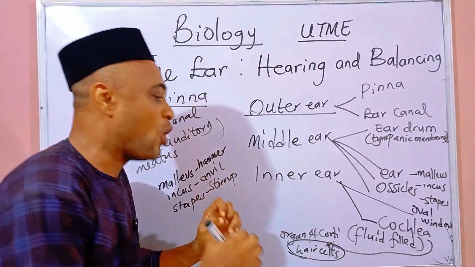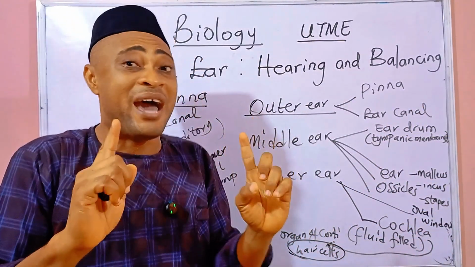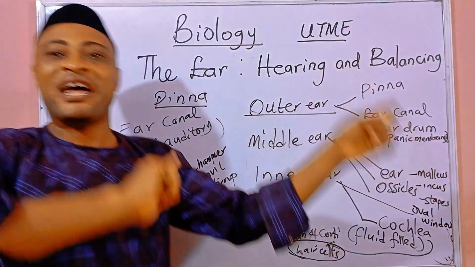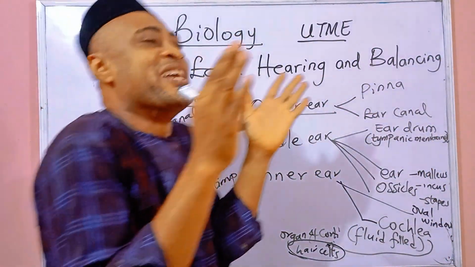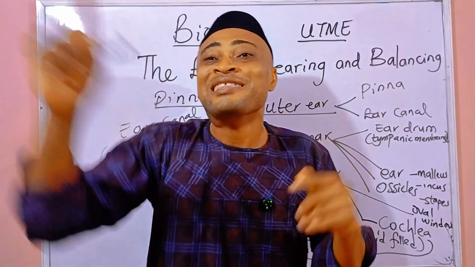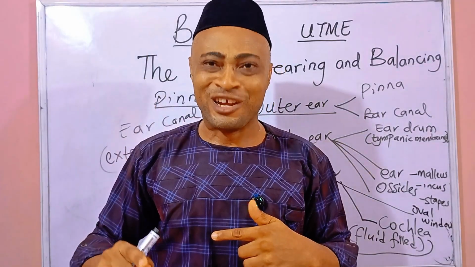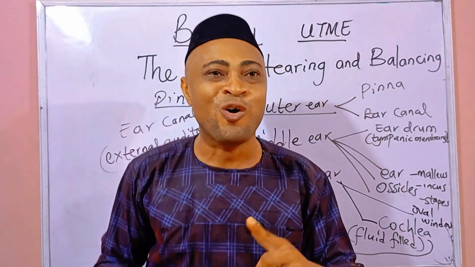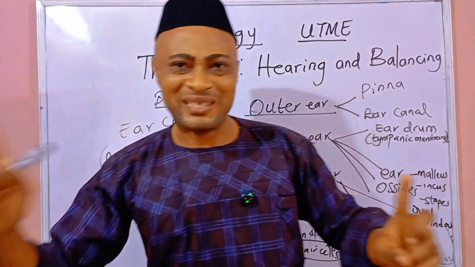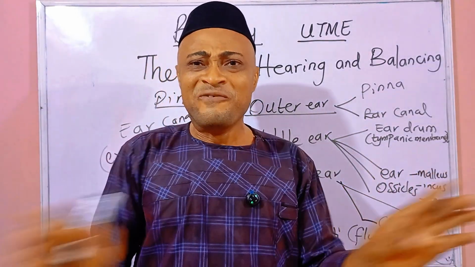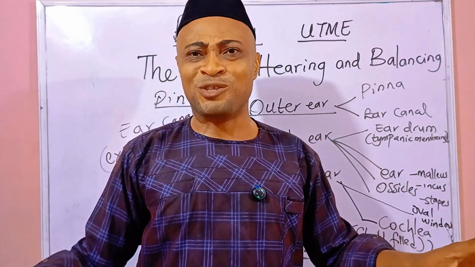So what happens is what? That electrical sound, remember, it was converted. That sound that is converted into electrical is carried by auditory nerves down to the brain for interpretation. So it is the brain that will interpret that, oh, this is this type of sound, this is this type of sound. I hope you got that. Very simplified, very easy to understand.